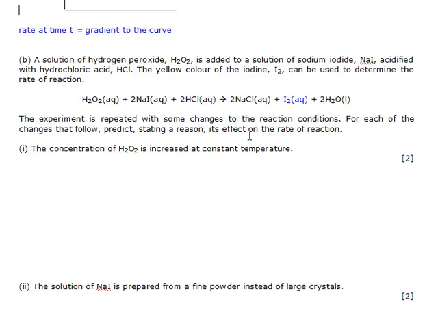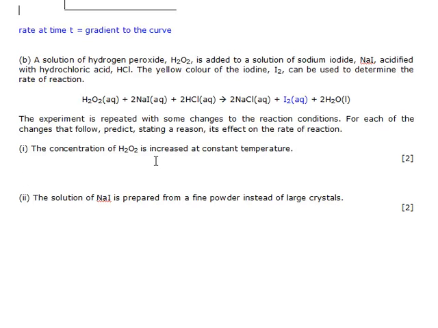The experiment is repeated with some changes in the reactant conditions. For each of the changes that follow, state a reason for its effect on the rate of reaction. Let's have a look. The concentration of H2O2 is increased at constant temperature. Well, this is a reactant. You increase a reactant, it's going to increase the rate of reaction. So the rate increases. Do we need to explain it? There's 2 marks. It probably would do. Stating a reason. The rate increases because there are more collisions per unit time.